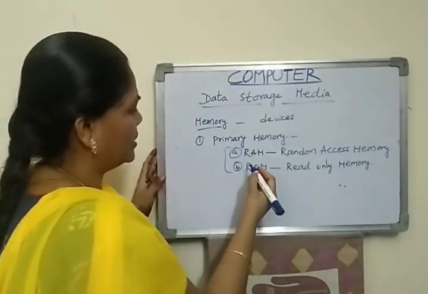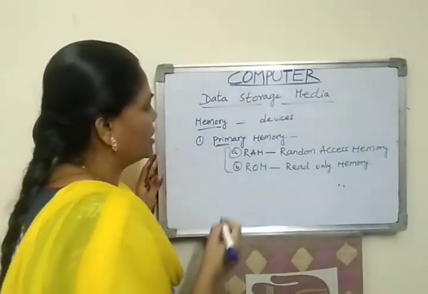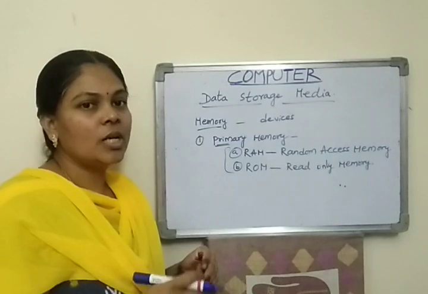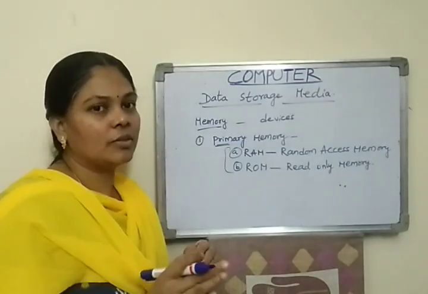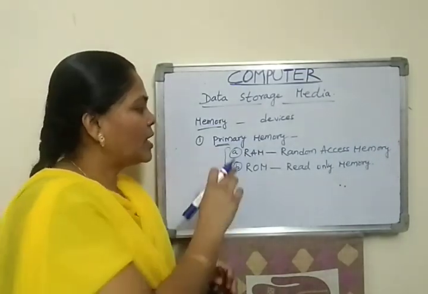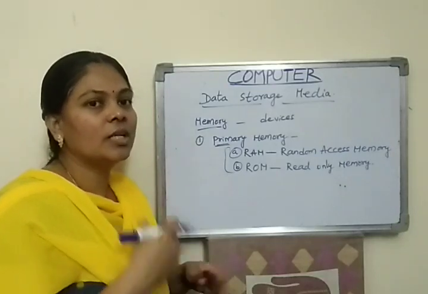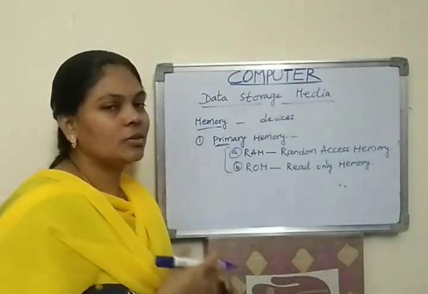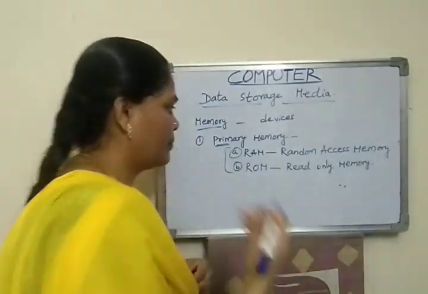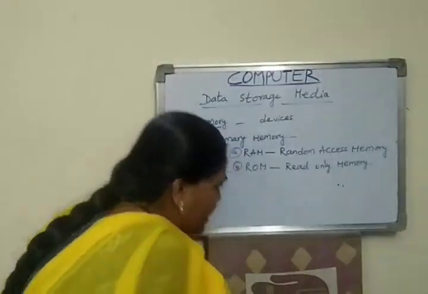Okay, permanent memory. So in this primary memory, whenever you switch off the computer, whatever you did, that work will be lost. That's why you have to save your work in the permanent memory. That means into the secondary memory. Now we will see what is the secondary memory.